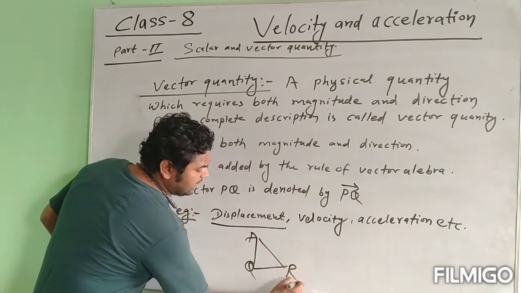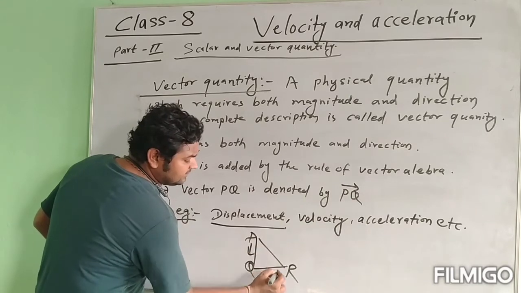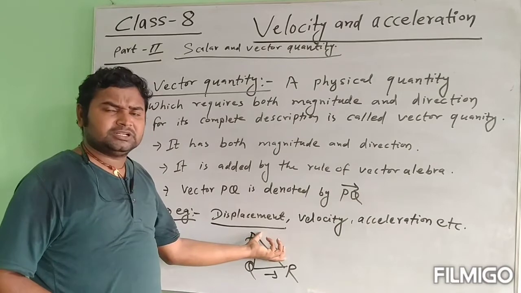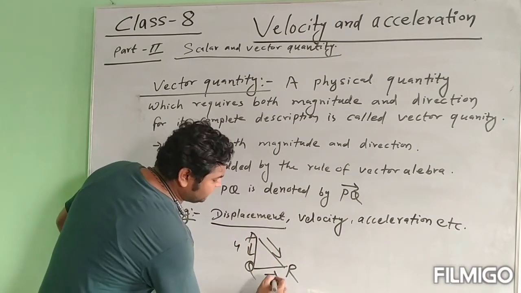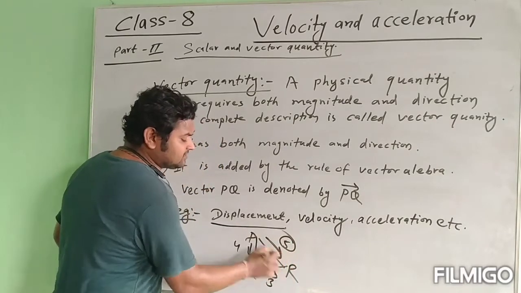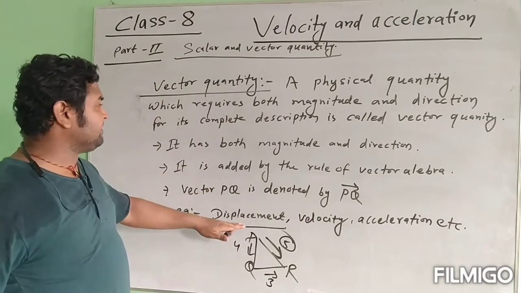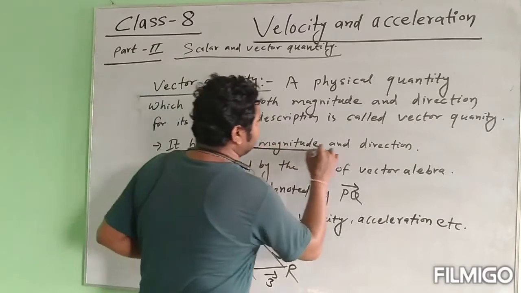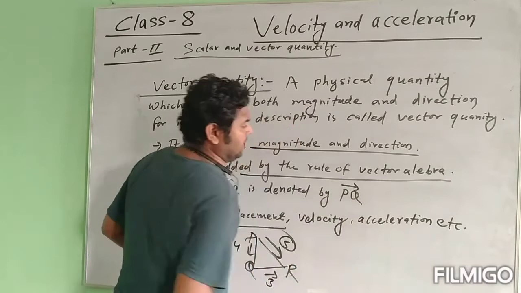P, Q, R. This is the length of this and this. It is the required one. This is the displacement because it has both. It has some mathematical value. Suppose this is 4 and this is 3. It is what? 5. It means that 5 is the magnitude and it has some direction. So the displacement is a vector quantity. It has both magnitude as well as direction. It is added by the rule of vector algebra.